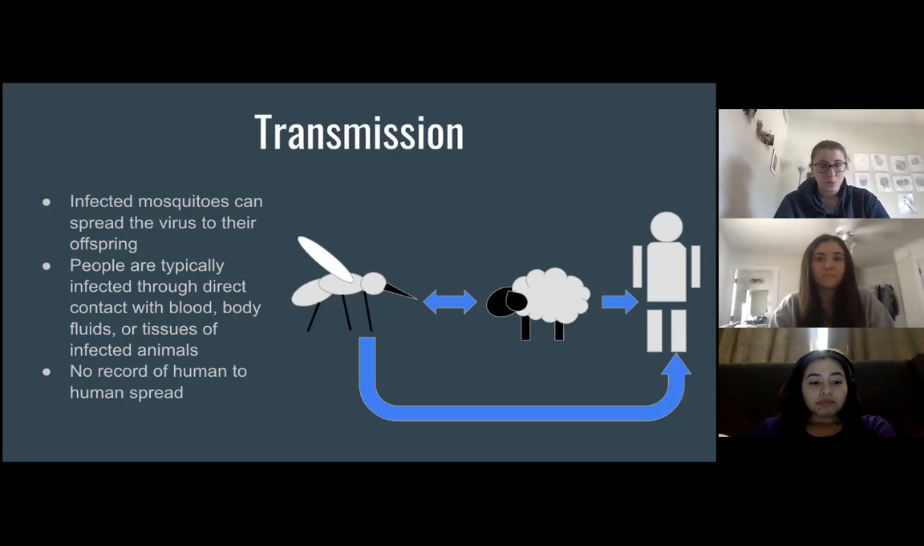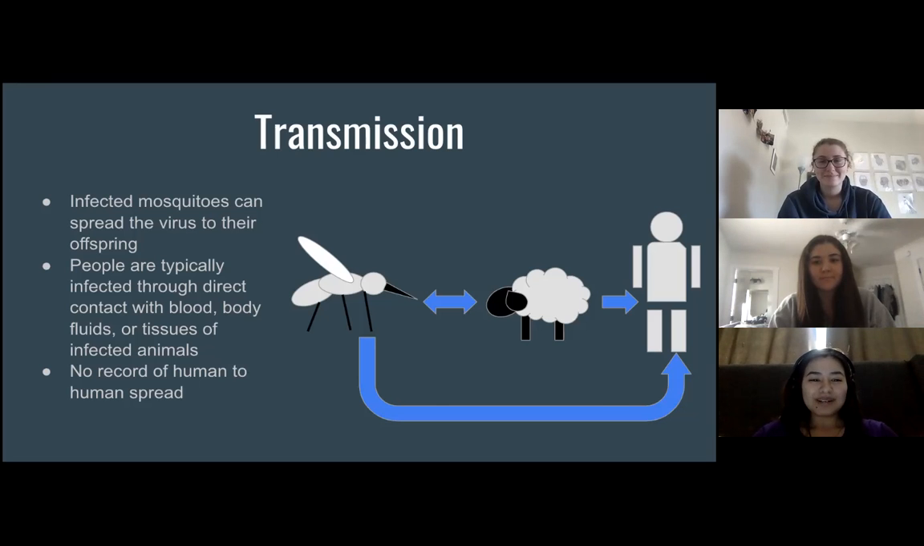People tend to be infected by handling the livestock and coming into contact with blood, body fluids, or tissues of the infected animals, either due to slaughtering them or caring for sick animals. There hasn't been any record of human to human spread. The current outbreak in Mauritania is thought to be caused by a lot of animals being clustered together.